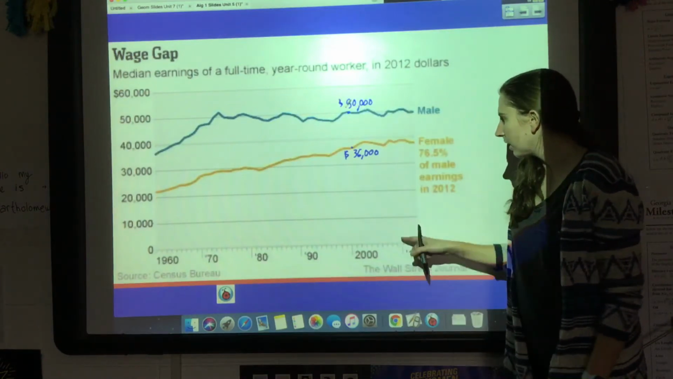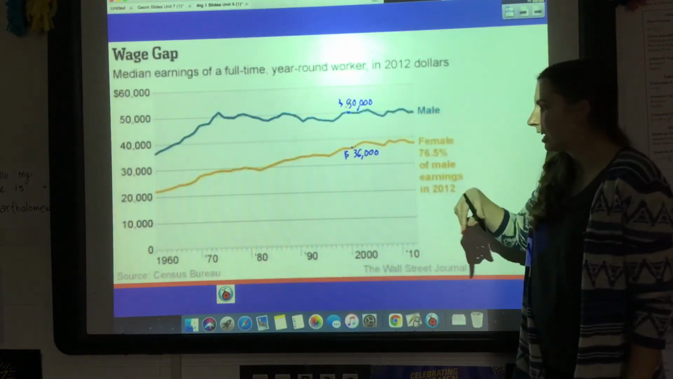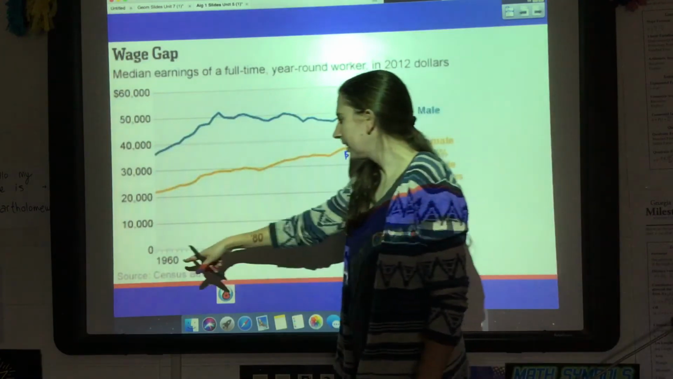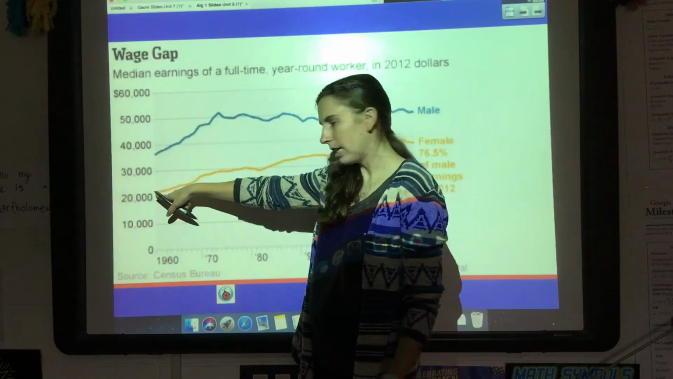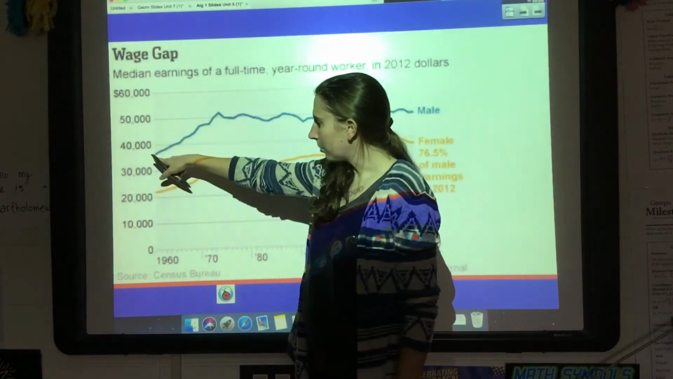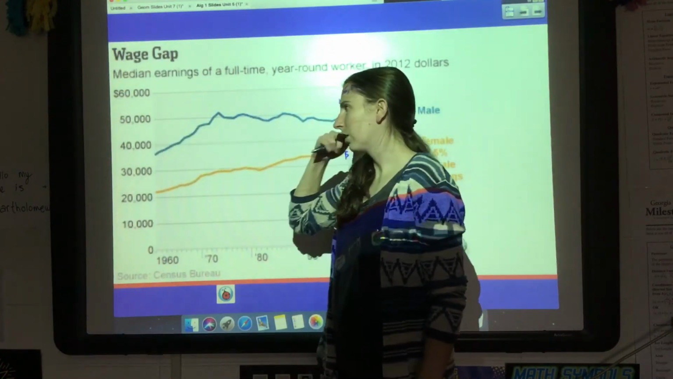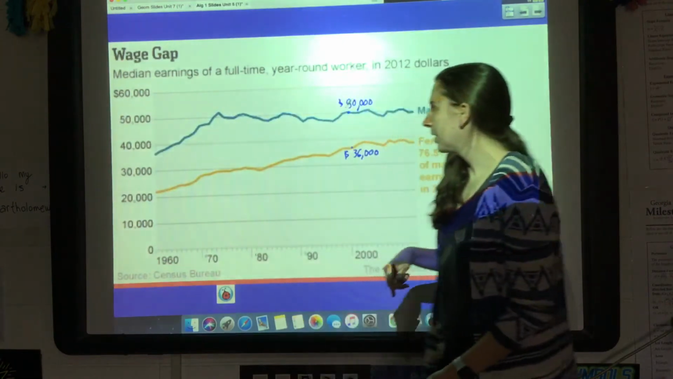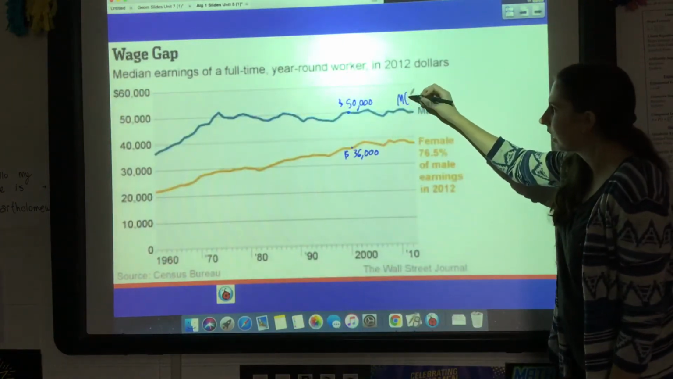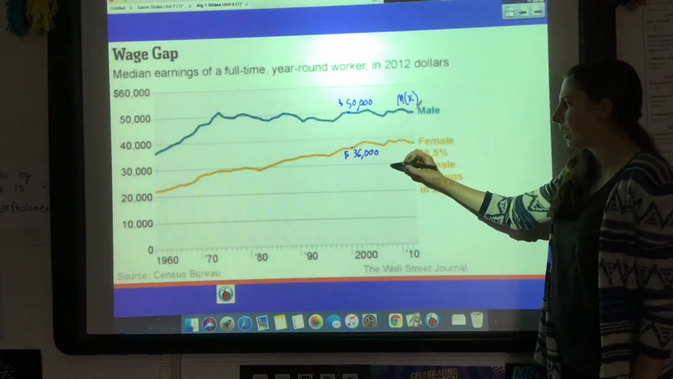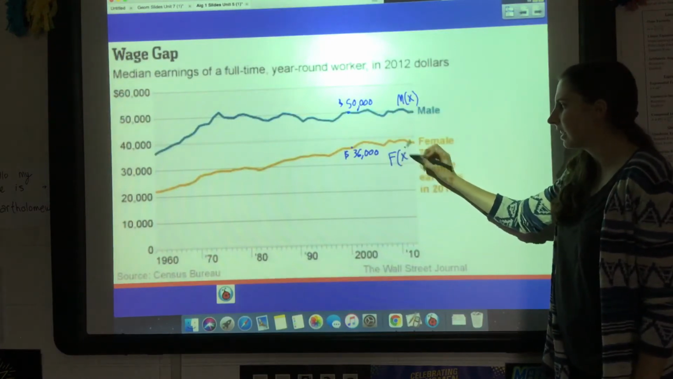Or if we looked at the year 2010, it's about the same thing. If we looked at the year 1960, females are making about 23,000. Males are making about 37,000. So if we wanted to compare these, let's say this is the male function, so we could call it m of x, and this is a female function, we could call it f of x.